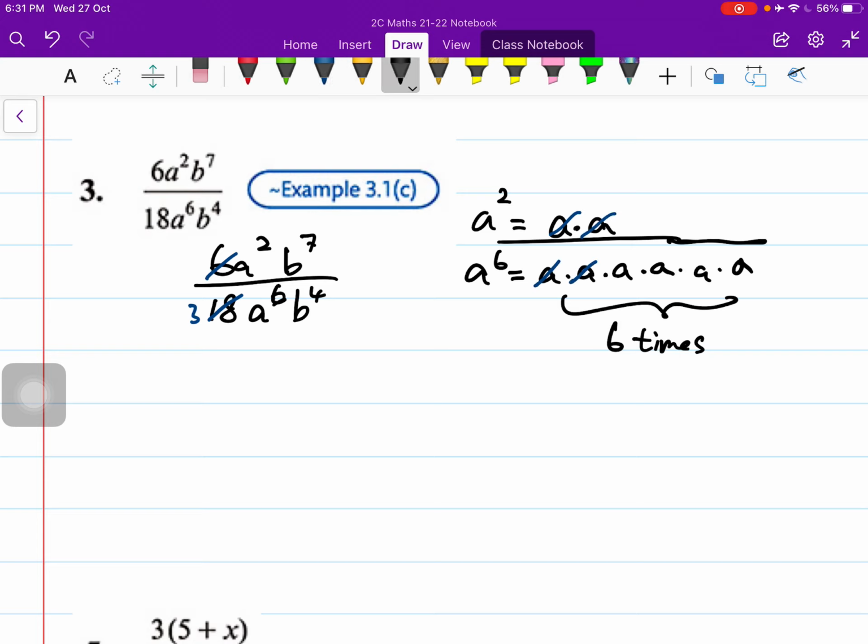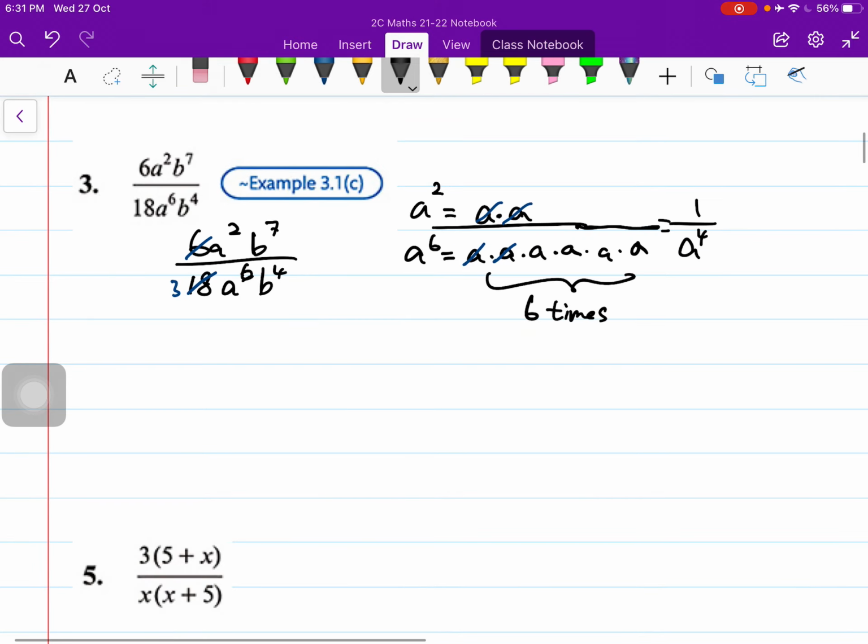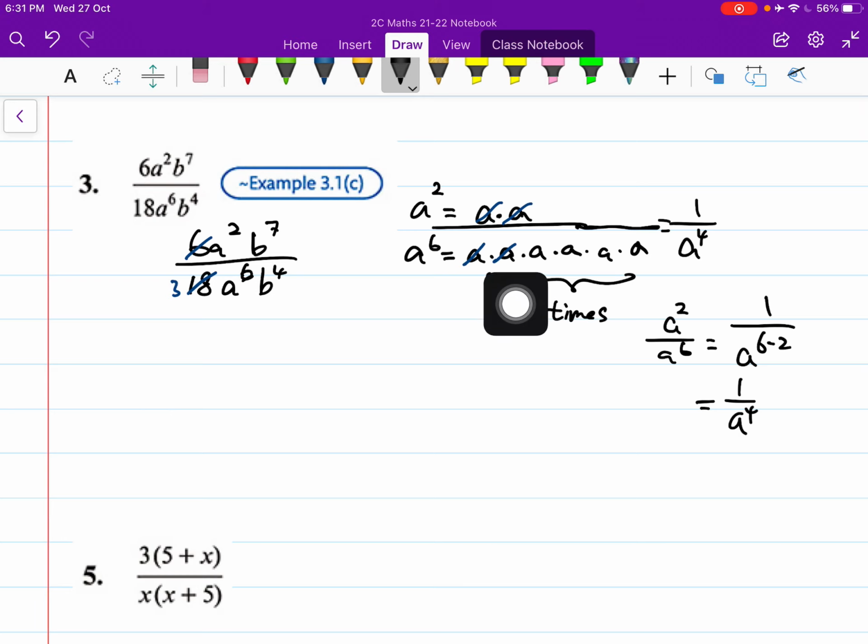So at the end you will see, oh, there is 4 remaining at the bottom. That is, in fact, if you remember in Form 1, something called the law of index. If you really recall that memory, you can find the difference of their index, and then you can calculate the answer. Or you can think in your mind like this: there is 6 a's at the bottom, 2 a's at the top. You cancel 2 of them out, so 4 remaining at the bottom.